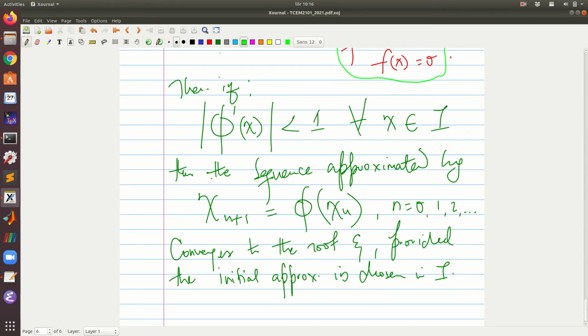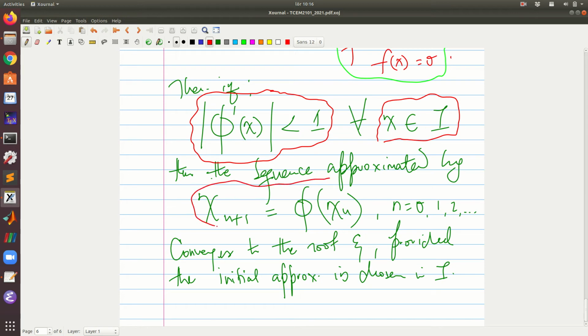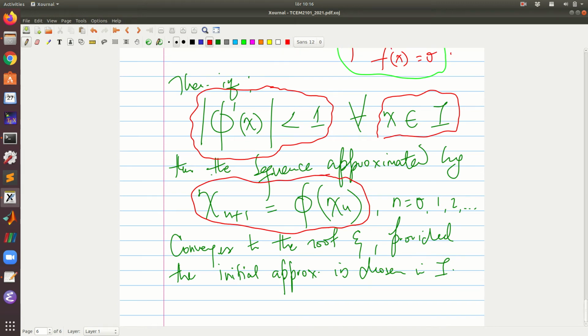So then, if the absolute value of the first derivative of phi of x is less than 1 for all values of x taken from that interval, then the sequence approximated by x_(n+1) equals phi of x_n for values of n equals 0, 1 and so on converges to the root xi, provided that x_0 is chosen in I.